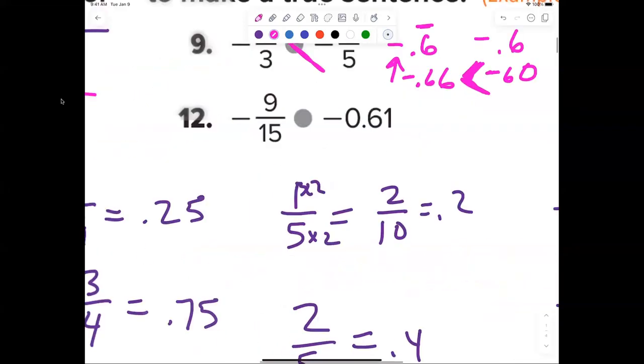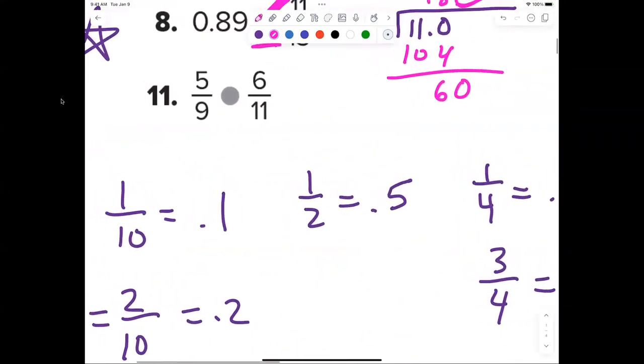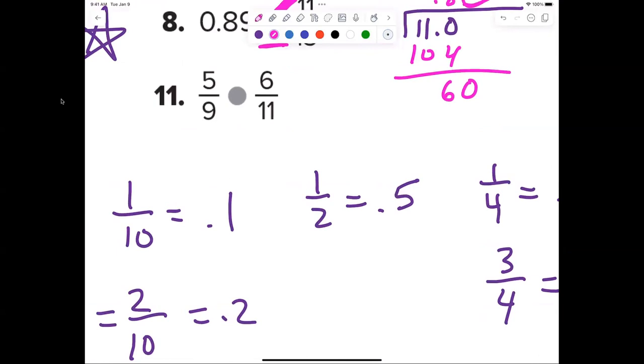All right, let's knock out 11 for me. All right, 5. Oh, come on now, guys. Let's use our brain. 5/9 is what decimal?